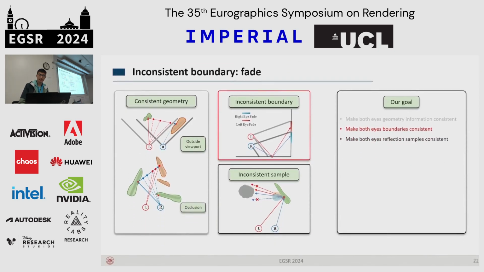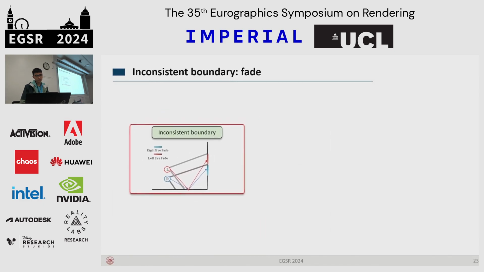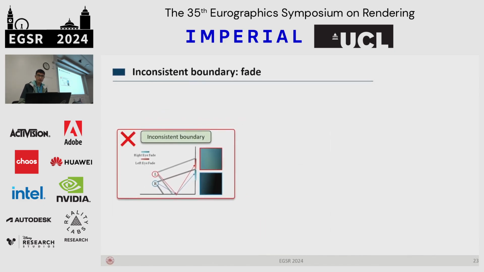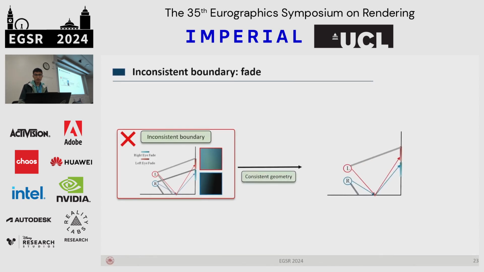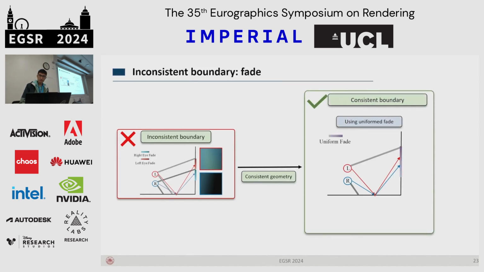Next, let's take a look at the inconsistent field boundary. Due to differing field levels between the eyes, reflection near screen boundaries can become highly inconsistent. Within the traversal model, we ensure stereo geometry consistency and can merge the frustums of both eyes. Employing a uniform field is a good choice to achieve consistent field boundaries. So, how to get a uniform field?